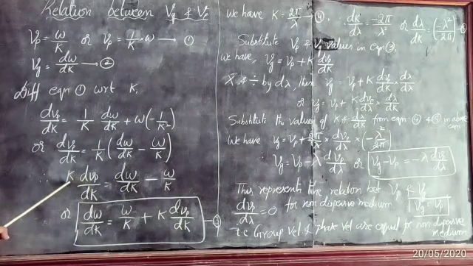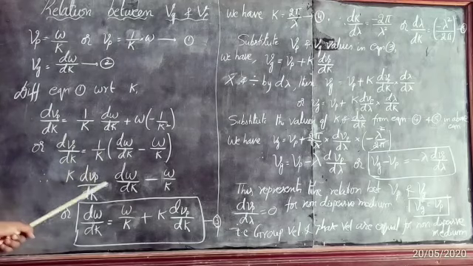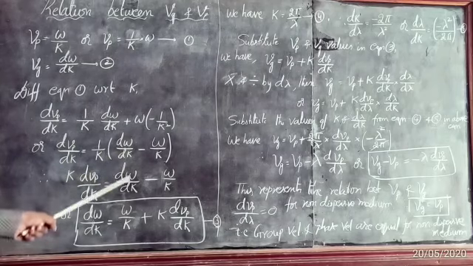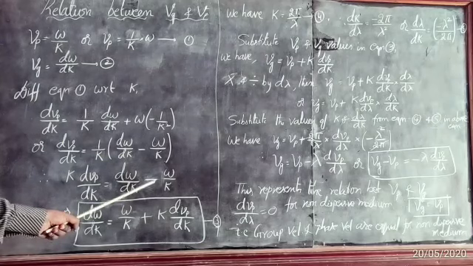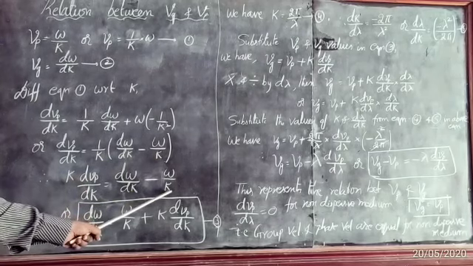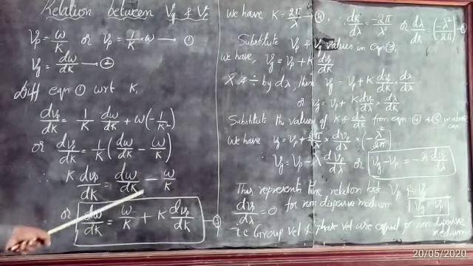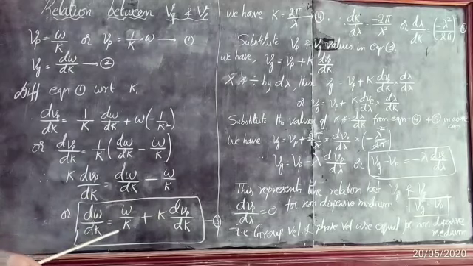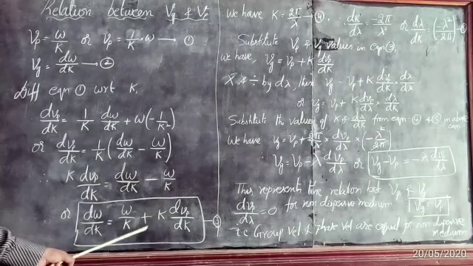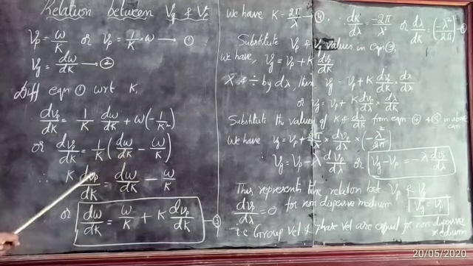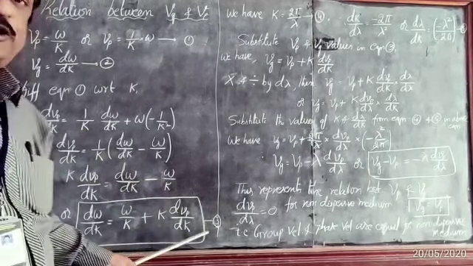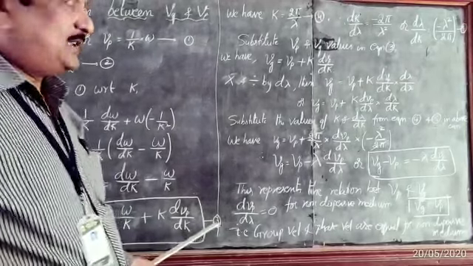or k into dVp by dk is equal to d omega by dk minus omega by k, or just d omega by dk is equal to omega by k plus k into dVp by dk. I am going to call that equation number 3.